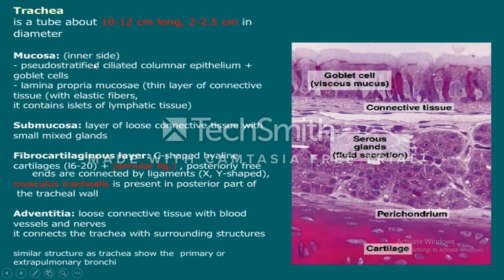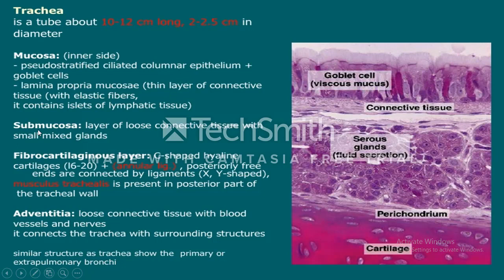Trachea is divided into three parts: one, mucosa; two, submucosa; and three, adventitia. Mucosa consists of pseudo-stratified ciliated columnar epithelium, supported by lamina propria. In this lamina propria structure, you have elastic fiber. This elastic fiber continues from the elastic fiber of the vocal cord in the structure of the larynx.